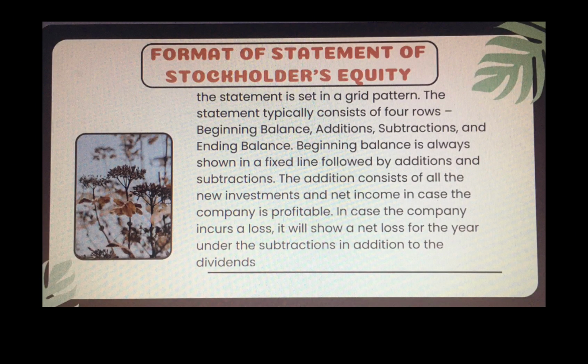Format of statement of shareholders' equity. The statement is set in a grid pattern. The statement typically consists of four rows: beginning balance, addition, subtraction, and ending balance. Beginning balance is always shown in a fixed line, followed by additions, which consist of all the new investment and net income in case the company is profitable.